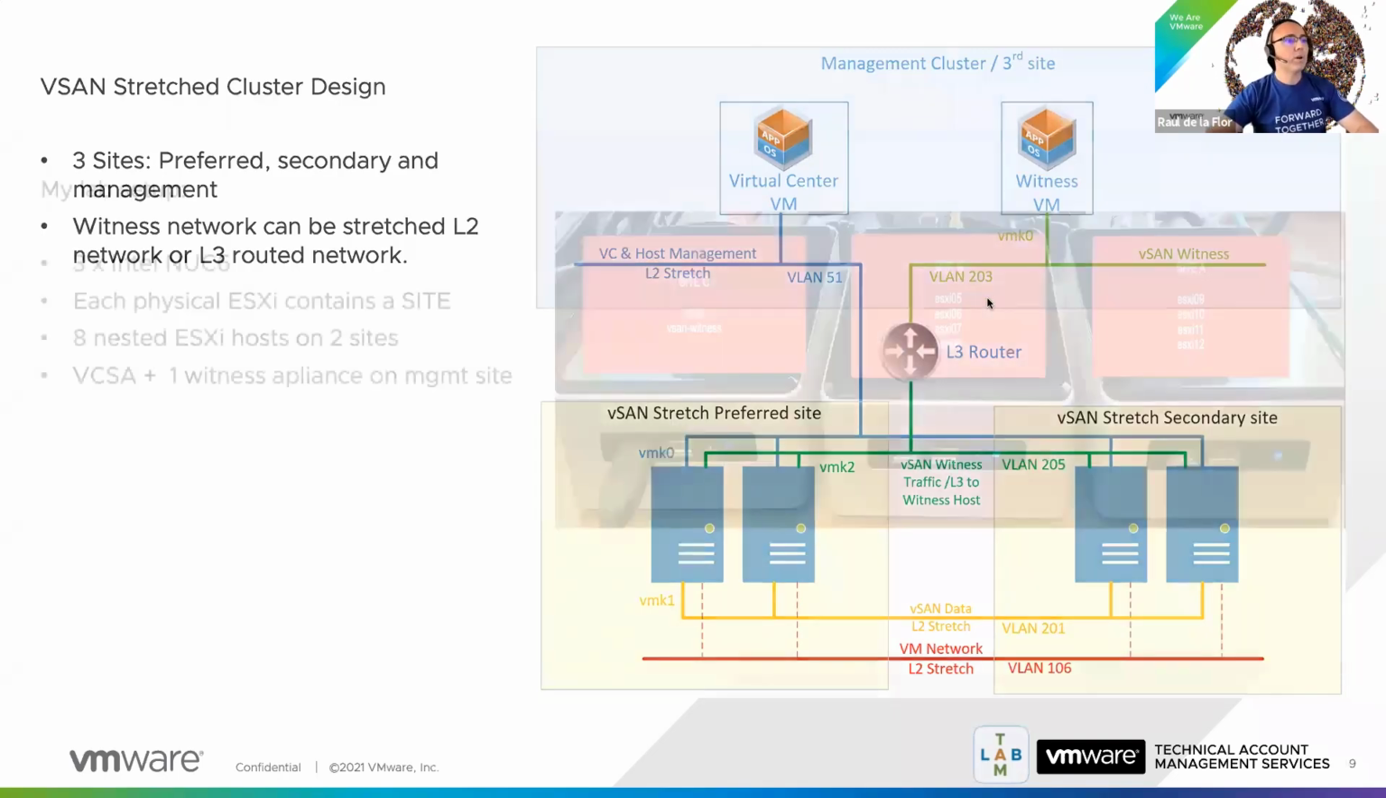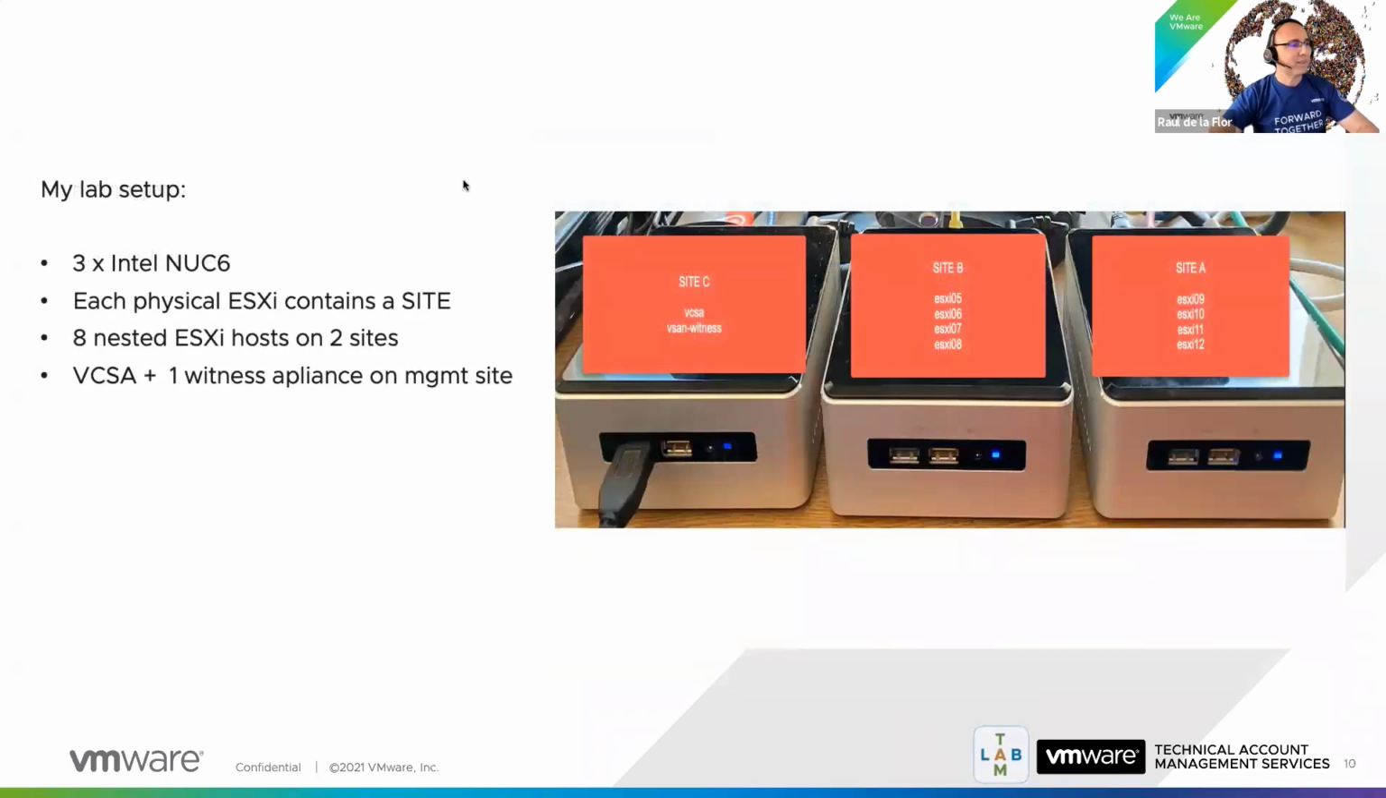Okay, I'm going to show you how my lab is. So this is my lab, it's at home. Basically what I deployed is 3 sites. One site is on a different physical host, those small Intel NUCs. So you see site C with the vCenter appliance and the witness. And then the other 2 sites have 4 nested ESXi hosts.